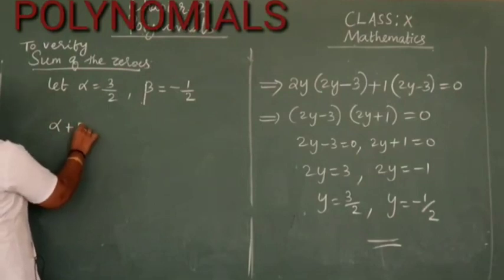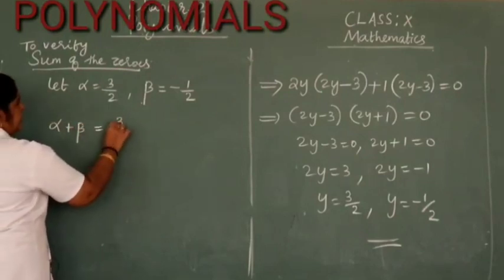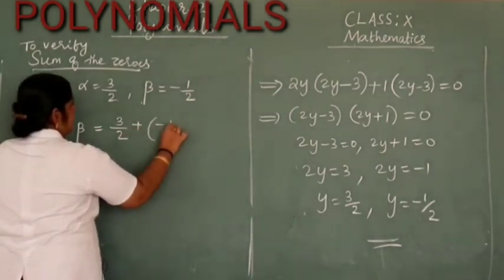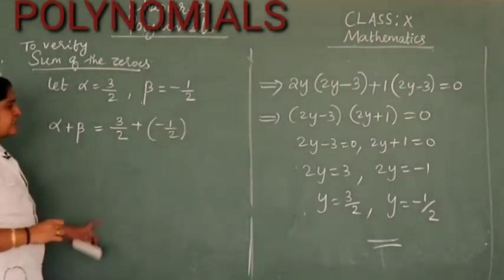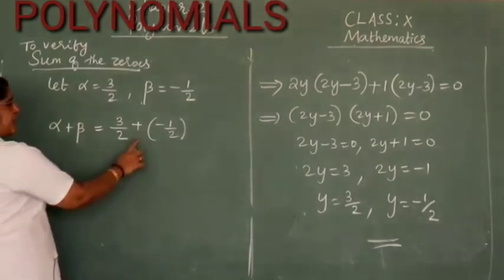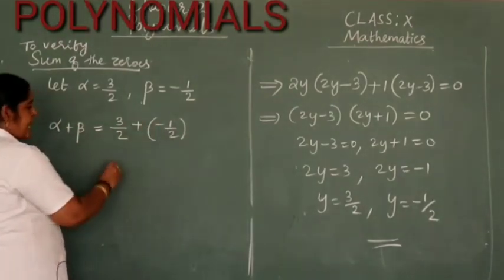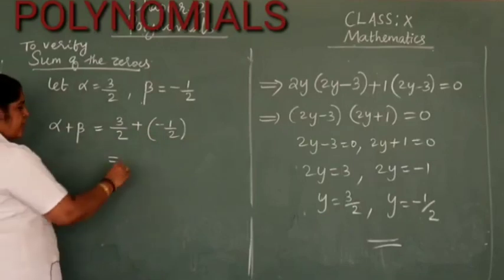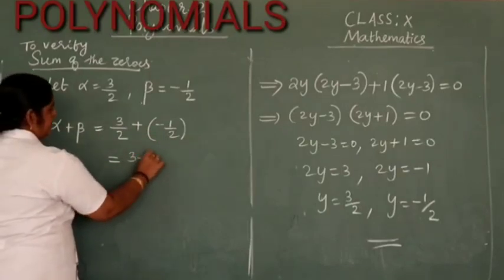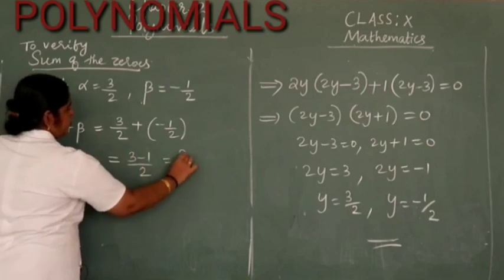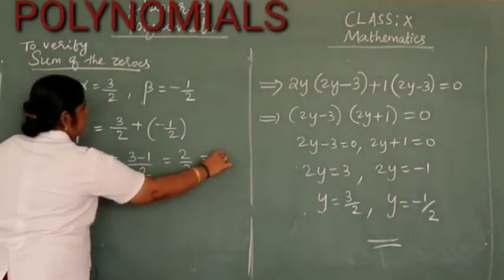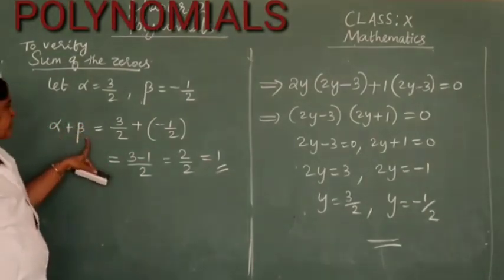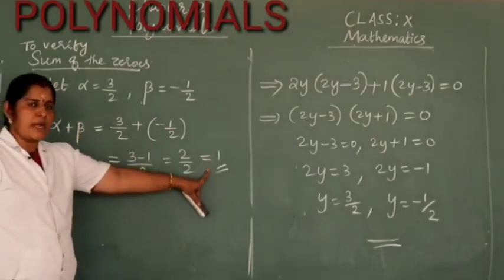Alpha plus beta is equal to 3 by 2 plus minus 1 by 2. What is the answer for this? You can see the denominators are same, so we can add the numerators. 3 plus minus 1, that is 3 minus 1, that is equal to 2. So 2 by 2 equal to 1. So when you find out the sum of the zeros, we got it is equal to 1.